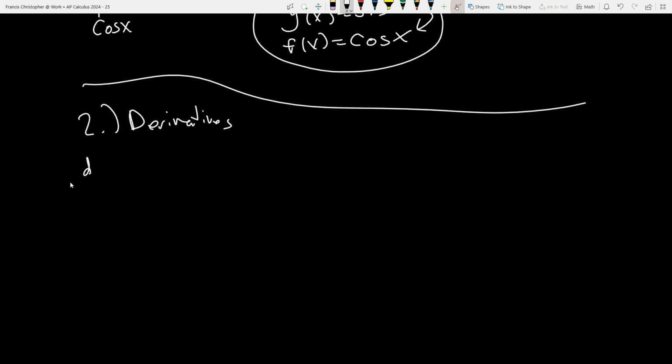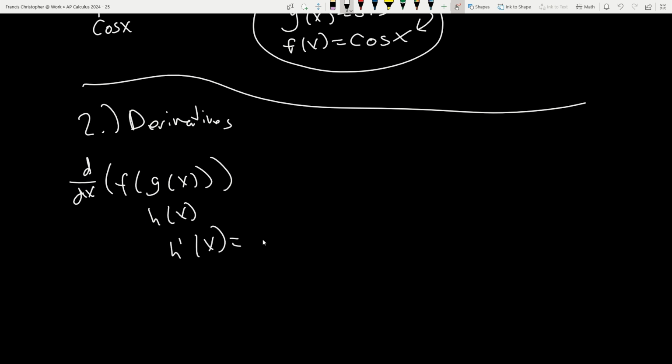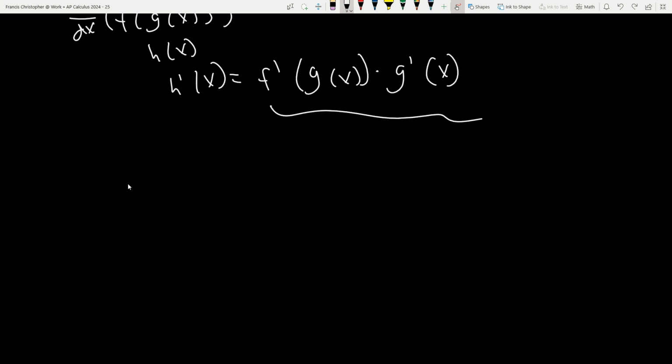So we define the derivative of a function f of g of x, or we can call this h of x even. So h prime of x is going to be f prime of g of x times g prime of x. And this is something you're going to have to memorize. So I'm not going to go over why this works because you're going to have to trust me, but it's a very long analysis approach, and that's not something anyone wants to do right now.